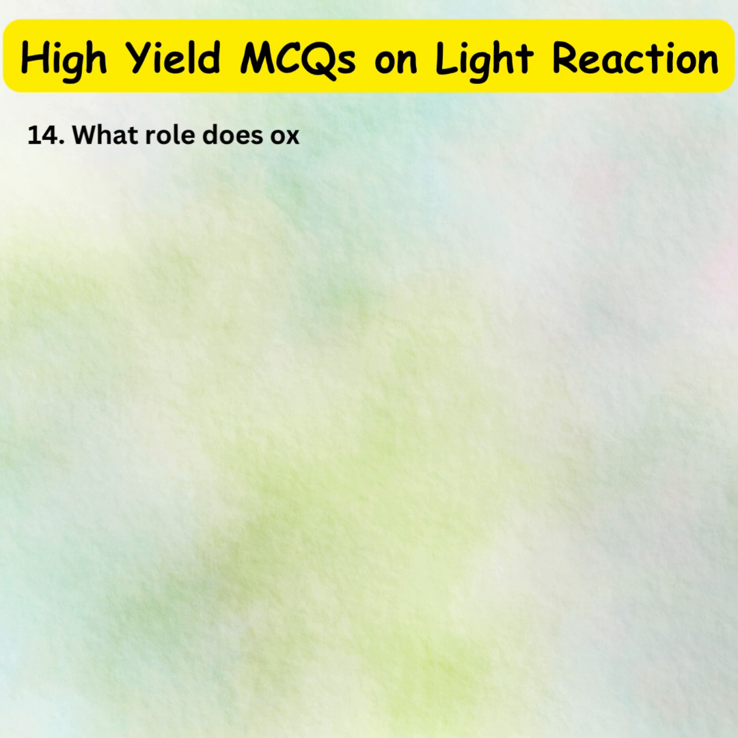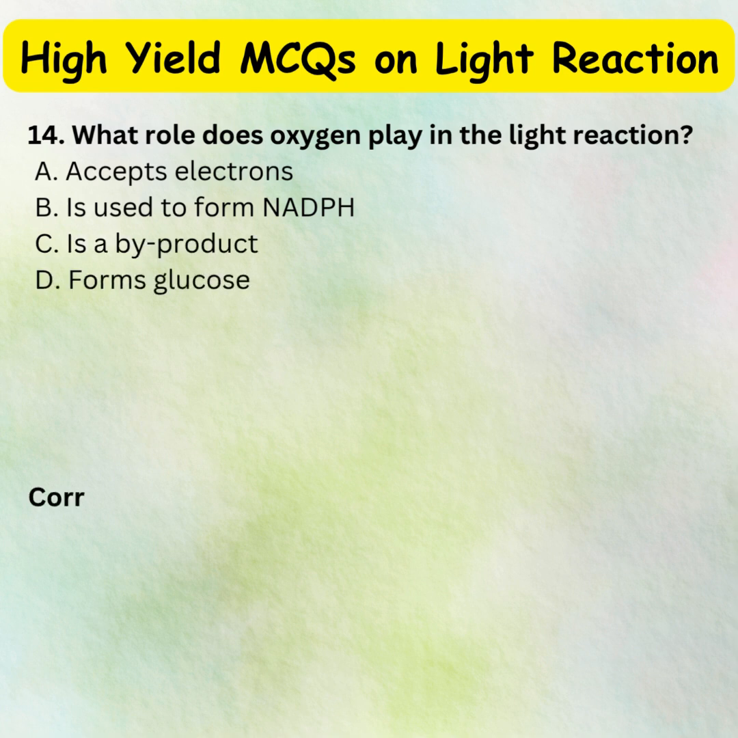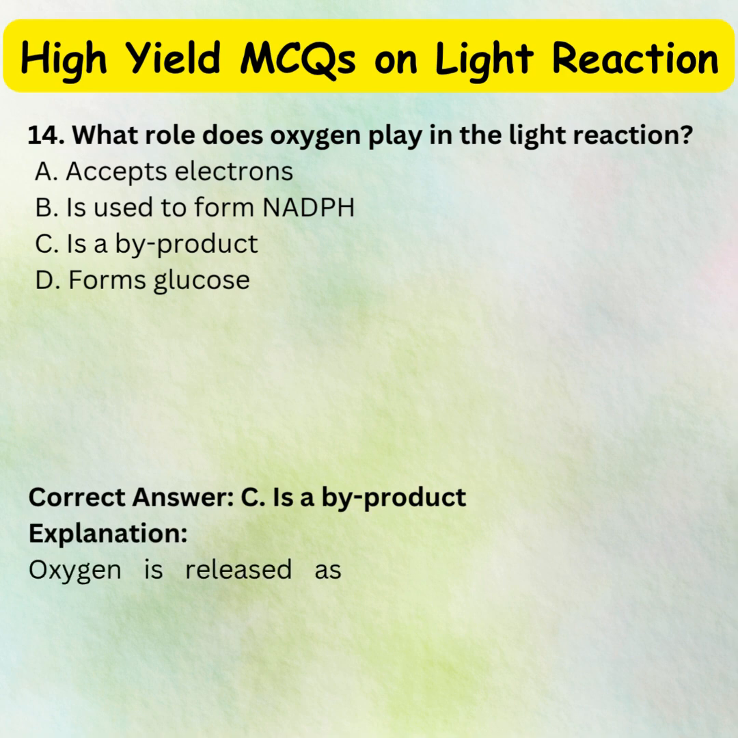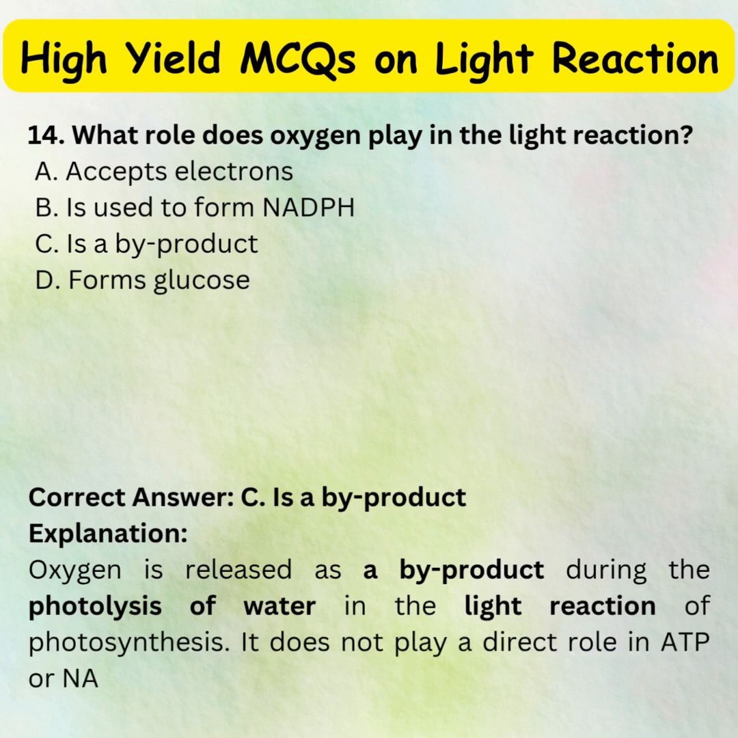Question 14. What role does oxygen play in the light reaction? A. Accepts electrons, B. Is used to form NADPH, C. Is a byproduct, D. Forms glucose. Correct answer is option C, is a byproduct. Oxygen is released as a byproduct during the photolysis of water in the light reaction of photosynthesis. It does not play a direct role in ATP or NADPH formation.